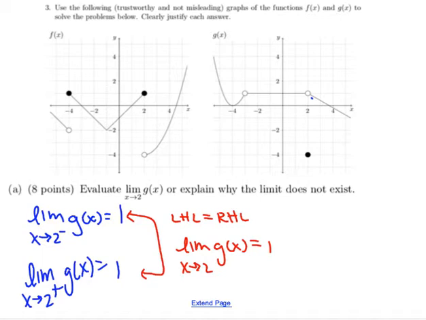Let's talk about our points. 3 points for the left-hand limit. 3 points for the right-hand limit. Those for your finals. Questions on that one? Good.